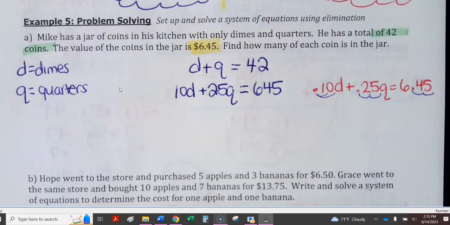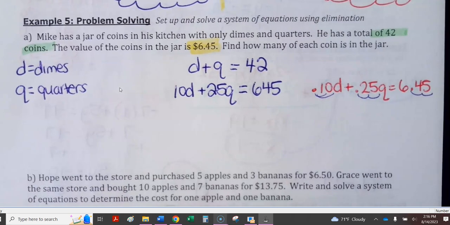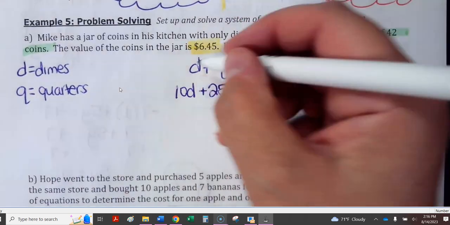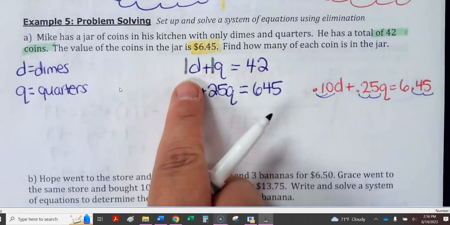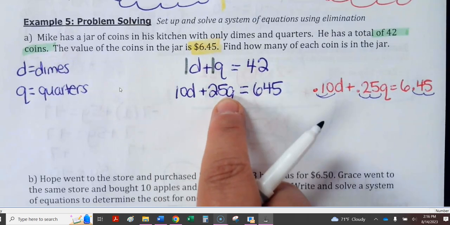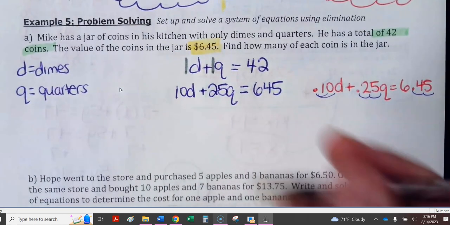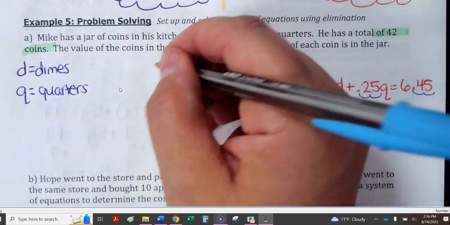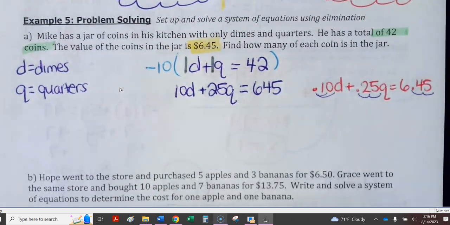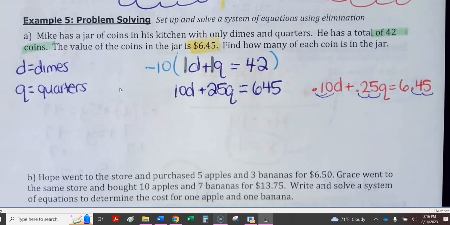Now, these are awesome because it's super easy to get an elimination situation. If you have a coefficient, like the coefficient of each of those is just 1. So all I'm going to do, you can use the 10, you can use the 25, it doesn't matter. What I'm going to do, let me just do a negative 10. I'll eliminate the dimes. You could do the same thing, do negative 25 and eliminate the quarters. We would just solve for different variables first, but we should still get the same answer.